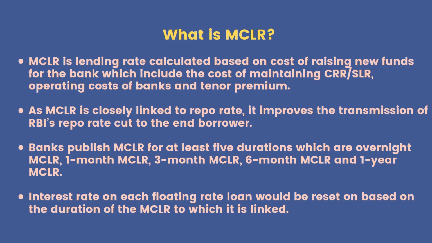Now MCLR is a lending rate calculated based on the cost of raising new funds for the bank, which includes the cost of maintaining CRR, SLR, operating cost of the banks, and tenure premium. Now this is something which we need to understand. How is it calculated? It is calculated based on the cost of raising new funds for the bank, which includes the cost of maintaining CRR, SLR, operating cost of the banks, and tenure premium.